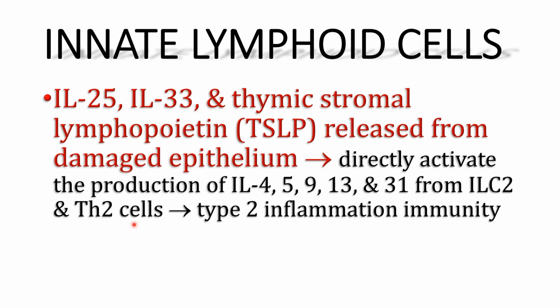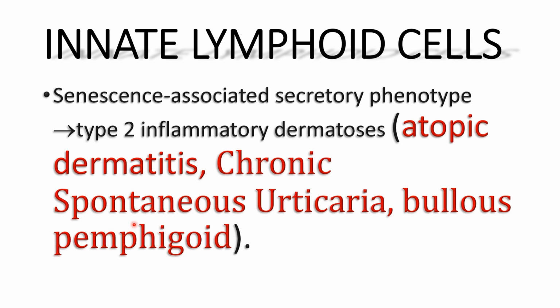They said that interleukin 25 and interleukin 33 and thymic stromal lymphopoietin, TSLP, are released from damaged epithelium, and these cytokines will directly activate the production of interleukin 4, 5, 9, 13, 31 from innate lymphoid cells type 2 and T helper cells type 2, which will lead to type 2 inflammation reaction. This senescence-associated secretory phenotype will lead to immunosenescence with type 2 inflammatory dermatoses like atopic dermatitis, chronic spontaneous urticaria, and bullous pemphigoid.